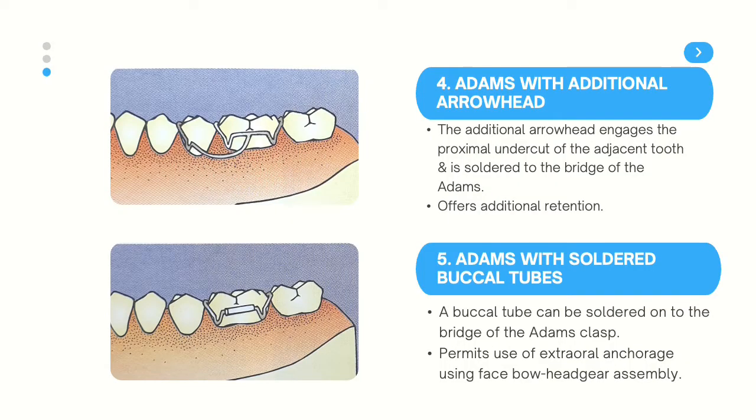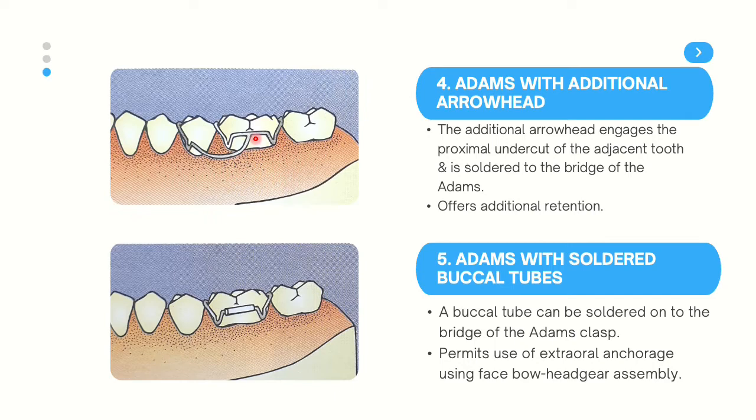The fourth modification is Adams with additional arrowhead. The additional arrowhead engages the proximal undercut of the adjacent tooth and is soldered to the bridge of the Adams. It offers additional retention. When you look at this photo, there is an additional arrowhead engaged at the proximal tooth, usually the mesial tooth, and then it is soldered to the bridge of the Adams.